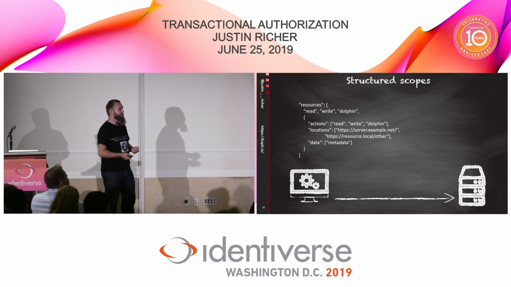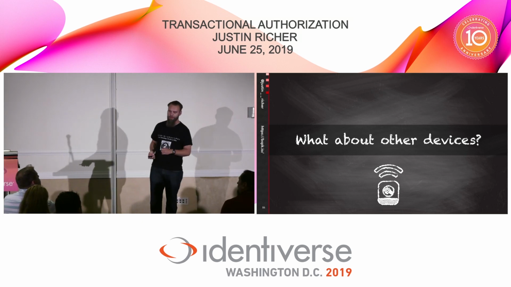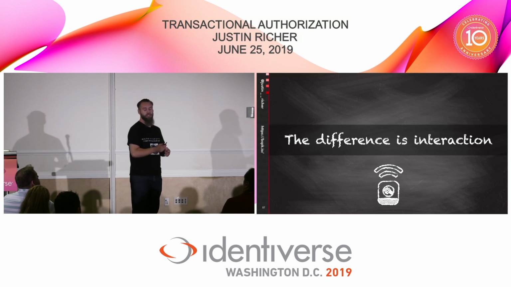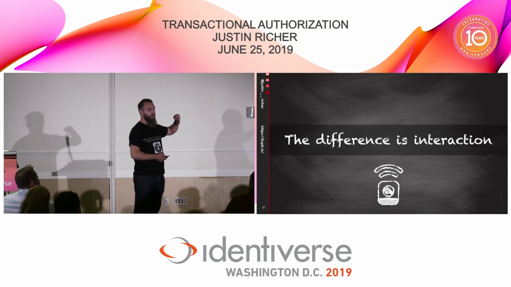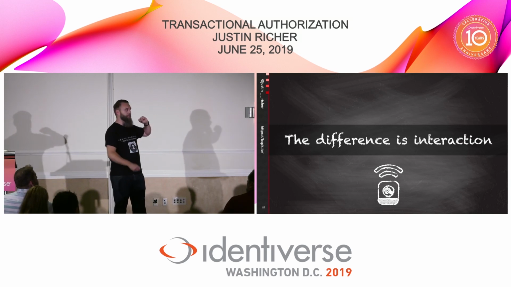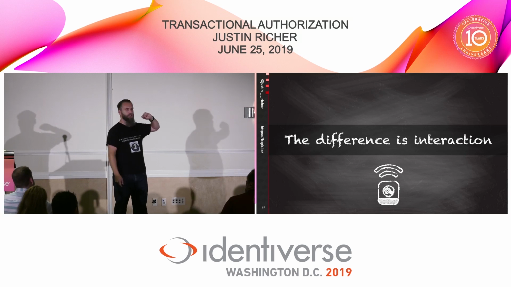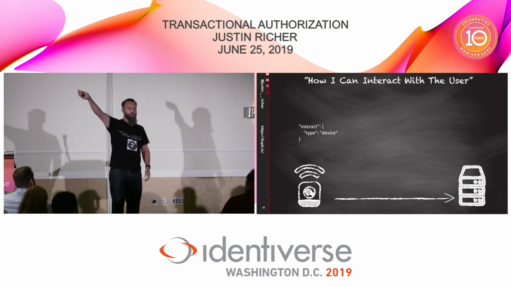So how do we deal with other devices? OAuth 2 was written in a world where it was all web servers talking to other web servers. And it turns out that in a lot of cases, when you really get down to it, the difference is in how you interact with the user. So we have that section that says, I can interact with the user. And previously, our client had said, oh, hey, I have this callback URL that I need you to send them to, and there's the state parameter that I'm going to be looking for. Well, now we're just going to say, I'm a dumb device.